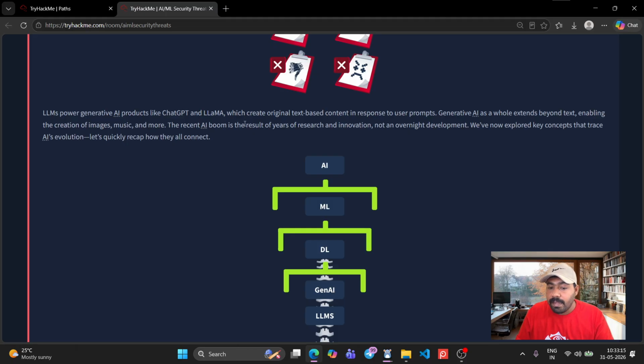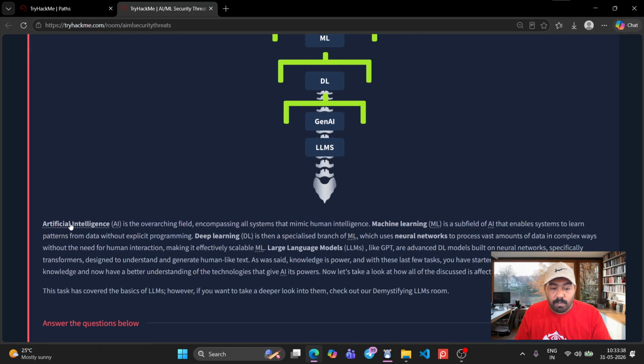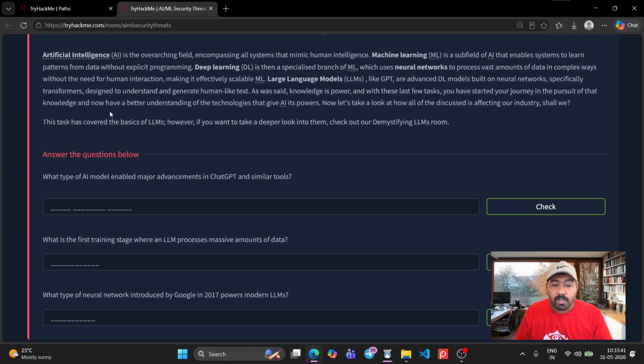The recent AI boom is the result of years of research and innovation, not an overnight development. We have now explored the key concepts that trace AI's evolution. Let's quickly recap how they are all connected. First of all, AI, then ML, deep learning, Gen AI, and LLMs. This is the connection.